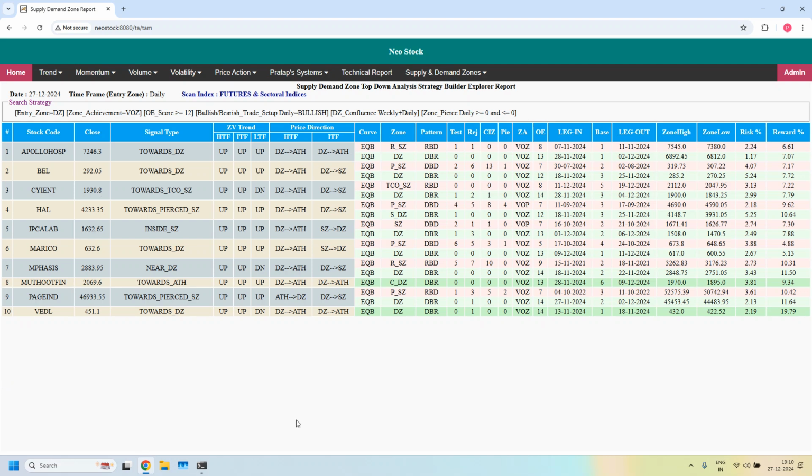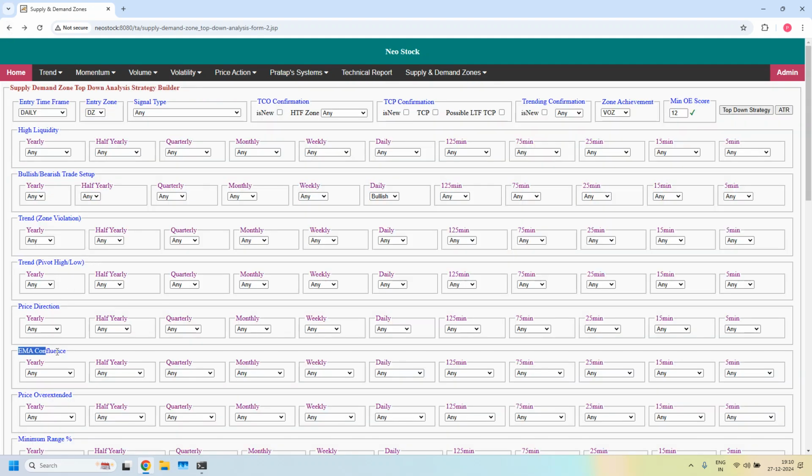In all these 10 stocks, all these daily demand zones are part of the weekly demand zone. And the weekly trend is uptrend. Weekly means ITF for monthly income trade setup. Because weekly trend is up, if any of those weekly demand zones are having weekly EMA confluence, they are even more high probability trade setup supported stocks, because daily zone is part of the weekly zone. Let's verify the EMA confluence at weekly time frame.